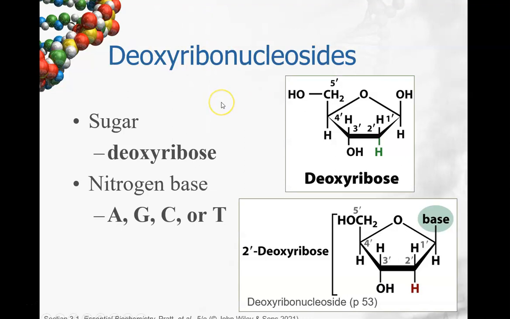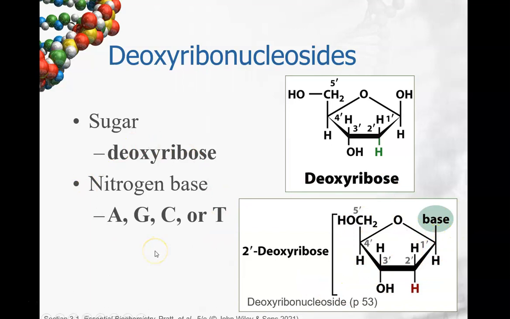If we have a deoxyribonucleoside, that means instead of ribose, we have deoxyribose. So a ribose, remember, would have had an OH right here. So deoxy means that we don't have that oxygen. So we just have a hydrogen. So this is our deoxyribose. If we covalently attach it to a base, we have a deoxyribonucleoside, remember, which is a sugar plus a base.